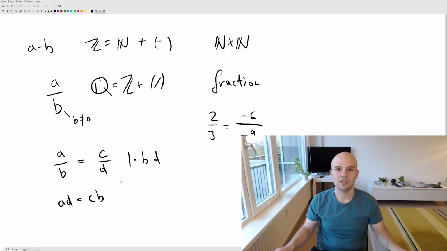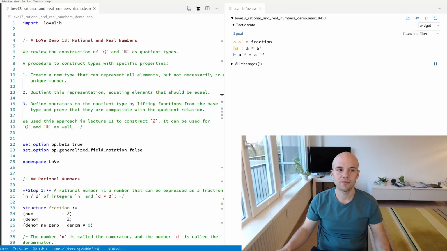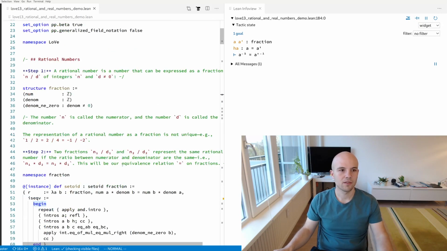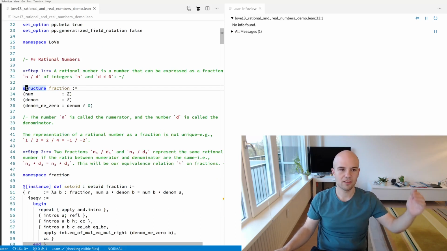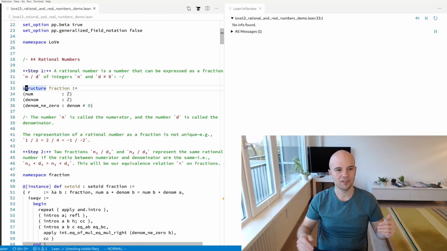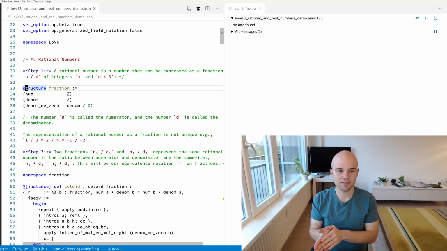Okay, so let's look at how this looks in Lean. First of all, we start with this fraction structure, which contains the numerator, the thing above the fraction line, the denominator, the thing below the fraction line, and a proof that the denominator is not 0. This is what we call a fraction.